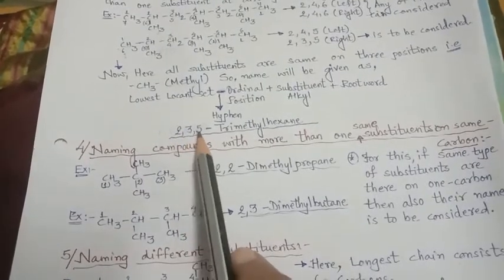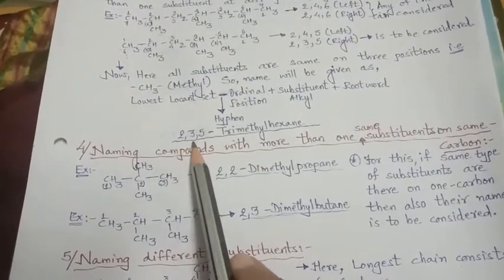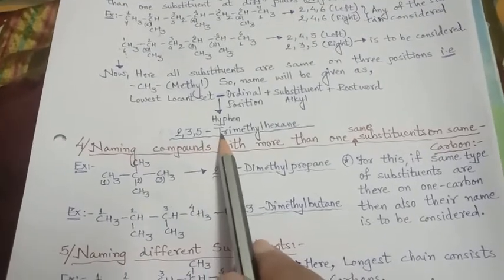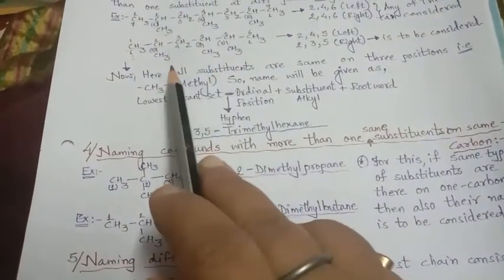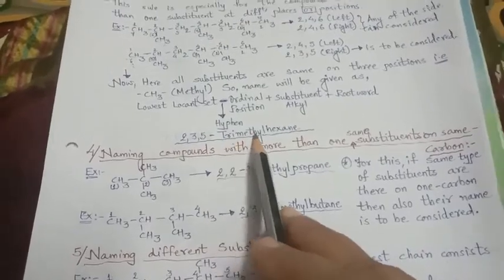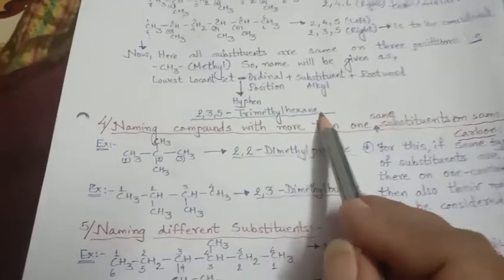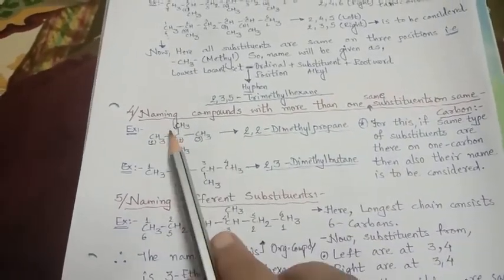So first 2, 3, 5 hyphen. Then what is the ordinal position? All 3 are methyl, so trimethyl, and the root word is hexene. Clear? So now let us see another rule.